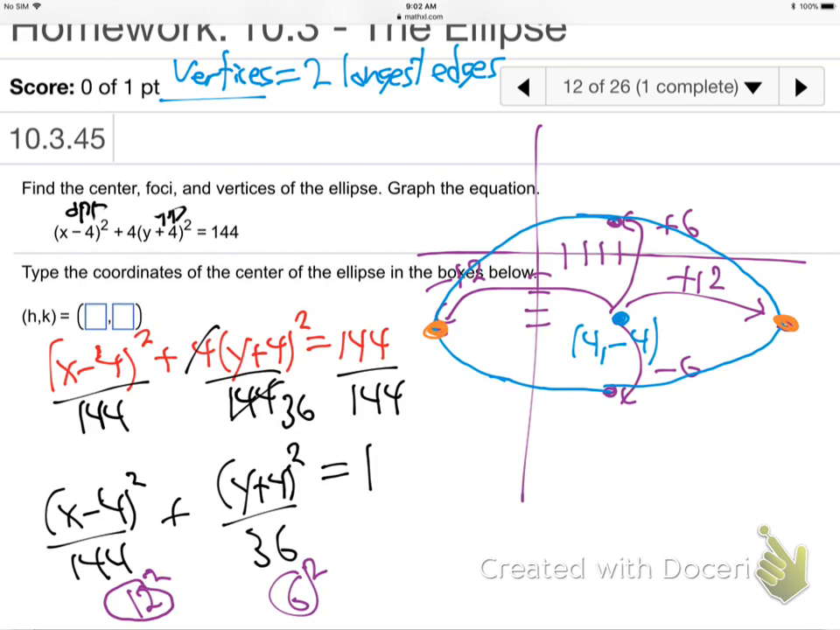So how do I find that left point and that right point? That sometimes can be a little tricky. Let me help with that. To find that, you just take the center, which is 4, -4, right?